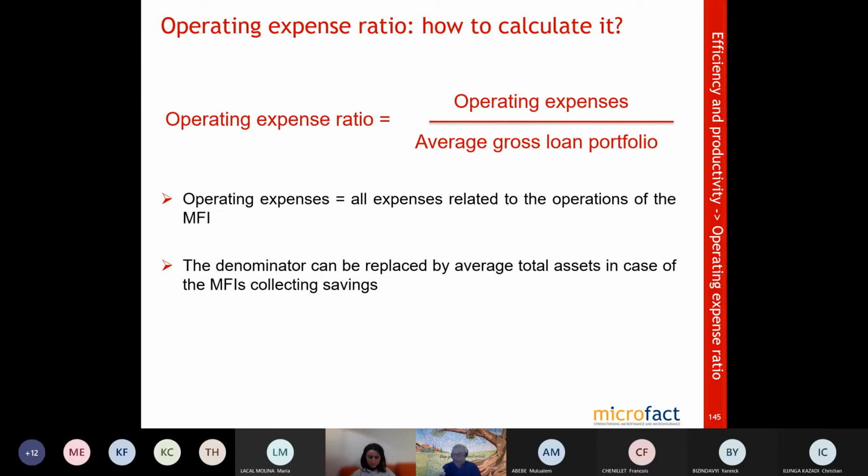So when we have to divide our expenses by a smaller average gross loan portfolio, it looks like we are less efficient. That's why, to make it more comparable, instead of taking the gross loan portfolio, sometimes you also find figures dividing it by the average assets. That's the reason why it's sometimes replaced.